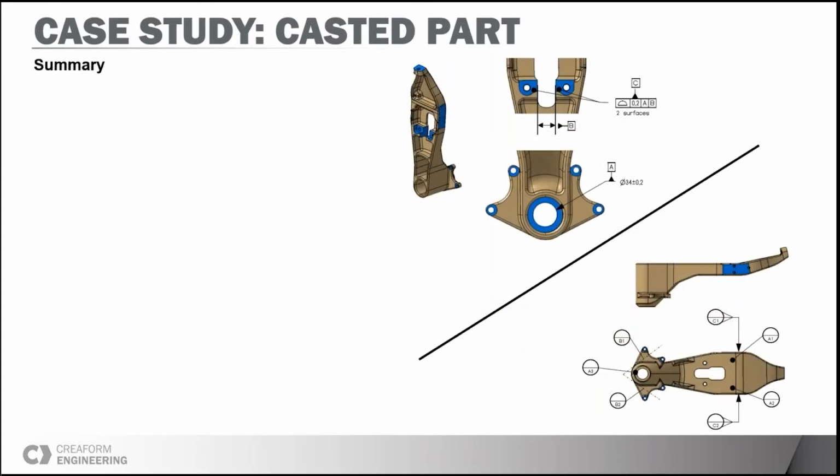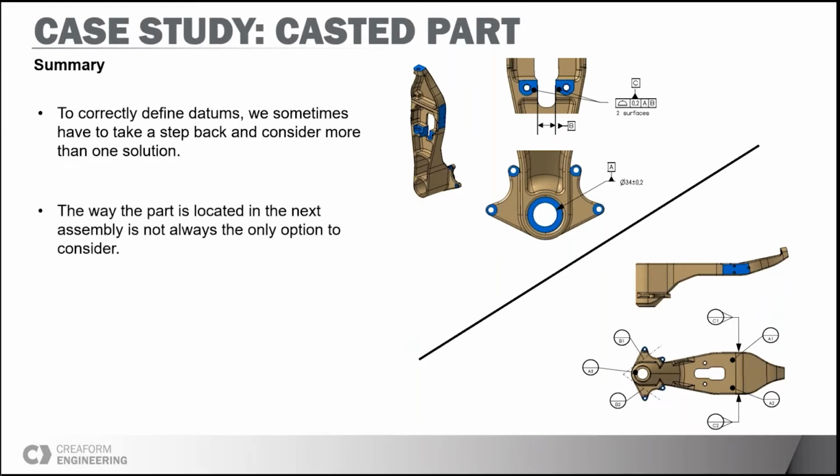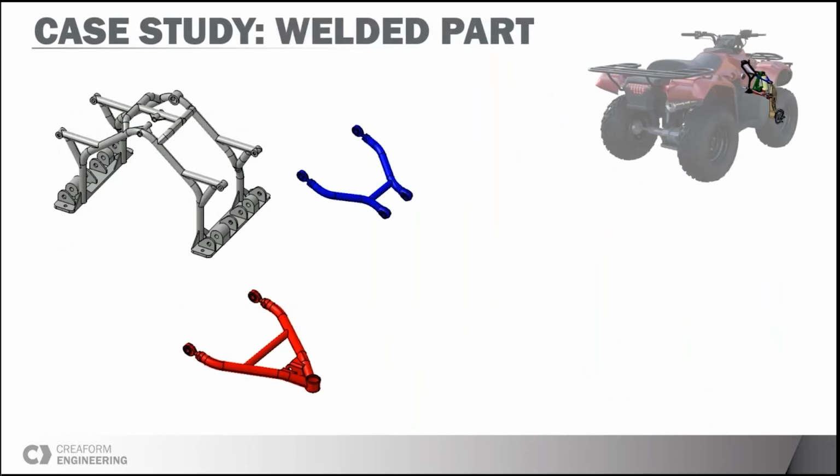But of course, it depends on how you machine and how you are going to manufacture those components. So in summary, what we wanted to show with this example was that, first, to correctly define datum, we sometimes have to take a step back and consider more than one solution. Also, the way the part is located in the next assembly is a good way to start, but it's not always the only option to consider. And also, for some types of part like casting, we may have a datum reference frame specific to the manufacturing of that part.